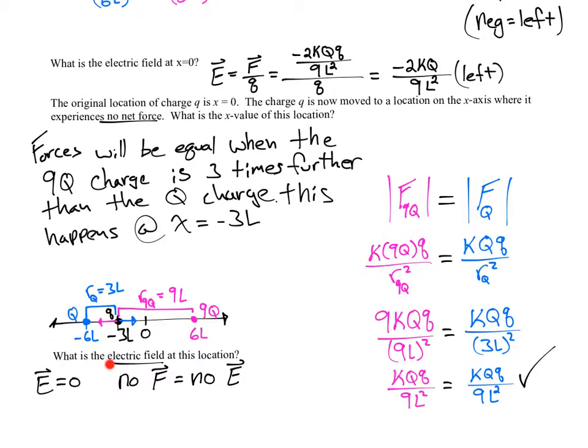What's the electric field at this location? Where there is no force, there is no electric field. So the electric field equals 0. That's always an easy one. We got one more example similar to this that we're going to look at on the next page, and that'll wrap it up.